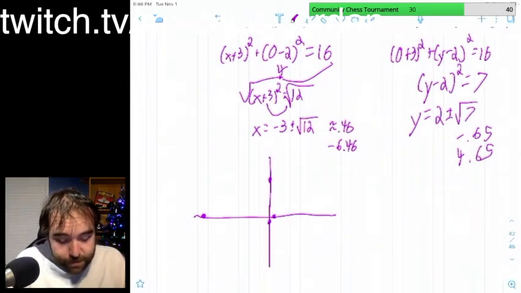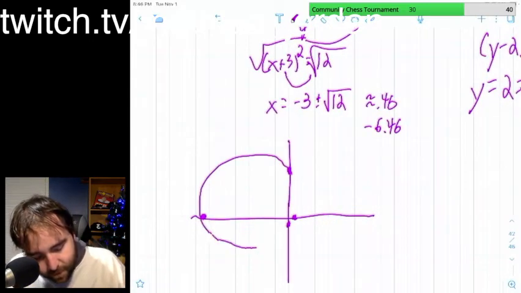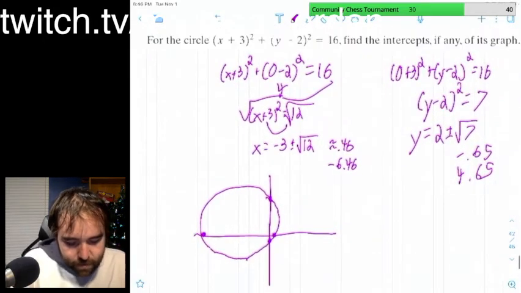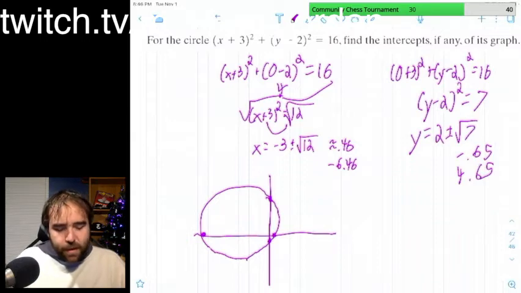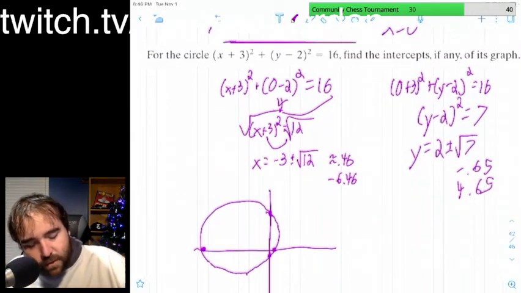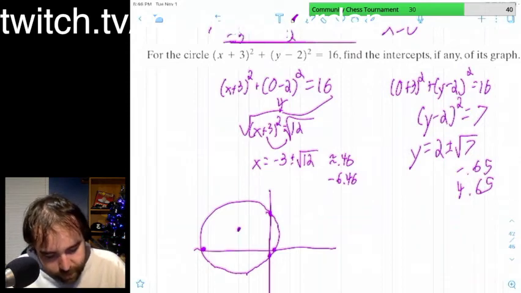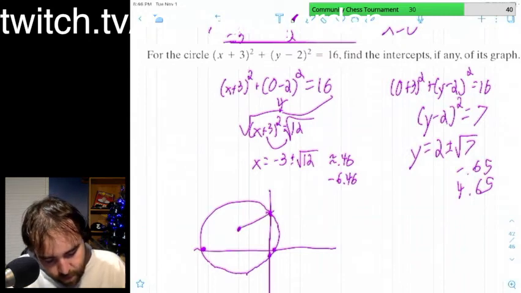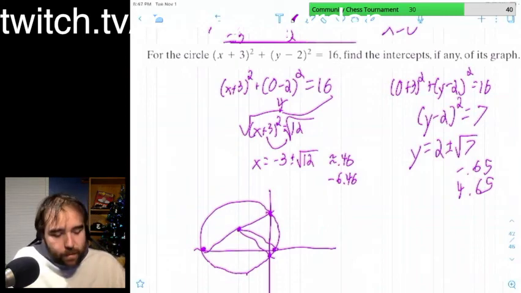Those are our intercepts. So what does that even mean our circle looks like? It's looking something like that, our circle. I suppose that makes sense, because what is the center here? Well, we can see from the equation, the center should be negative 3, comma 2. So yeah, that's right about there. And then we should have a radius of 4. And I'd say those probably look like about a radius of 4. So I'm happy with that.